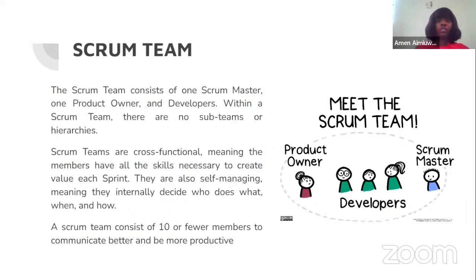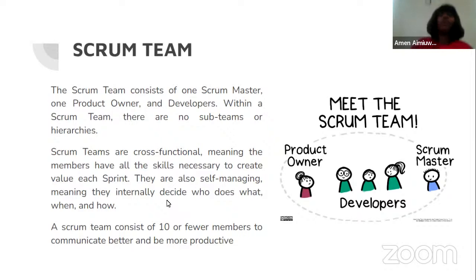So the Scrum team consists of a Scrum Master, a product owner, and developers. And within a Scrum team, there are no sub-teams or hierarchy, like I said earlier. Scrum teams are cross-functional, meaning the members have all the skills necessary to create each sprint, and they're also self-managing, which means that they internally decide who does what, when, or how.